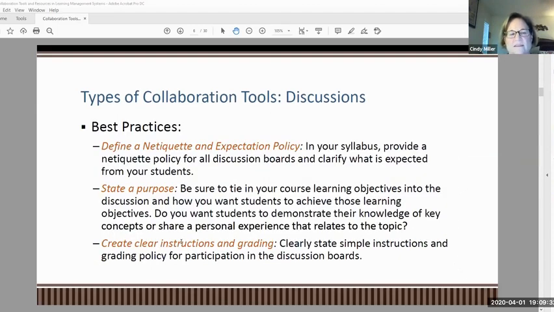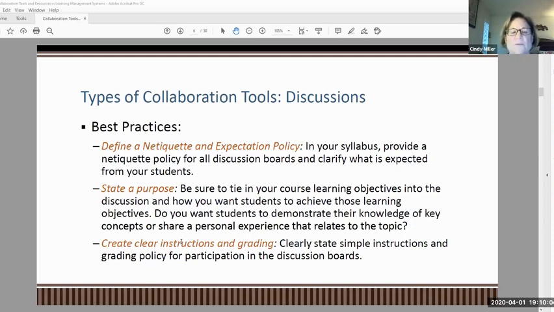One of the best practices that you need to implement in discussion is have some kind of netiquette or expectation policy. Actually, one of the resources I'll provide you is an infographic that has 15 rules, I should say, that students should implement when they're working in a discussion. And one of them is being respectful of others. Another one is not using all caps to shout at people, all of those kinds of things. And so you'll have that in just a little bit. I'll show you the link to that.